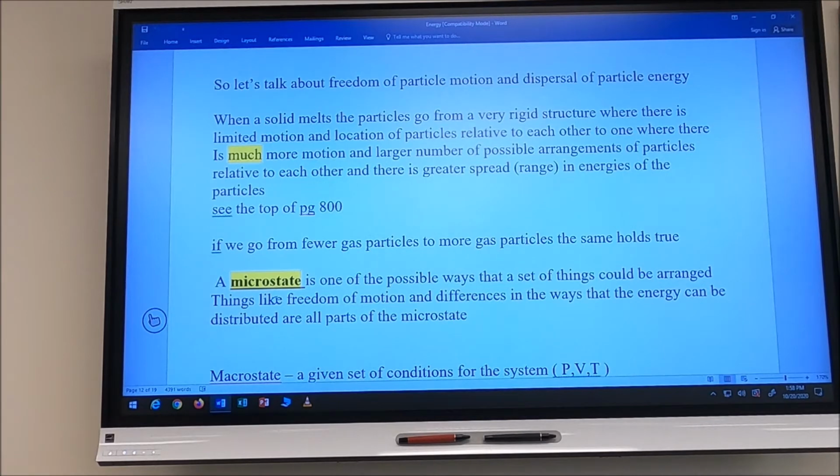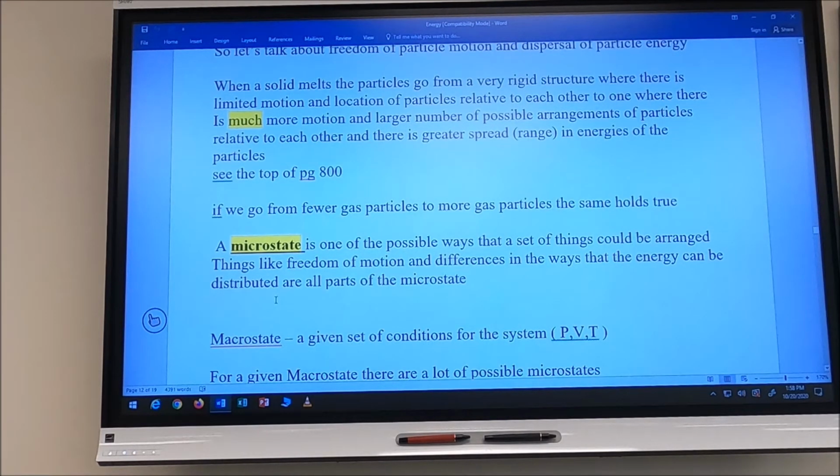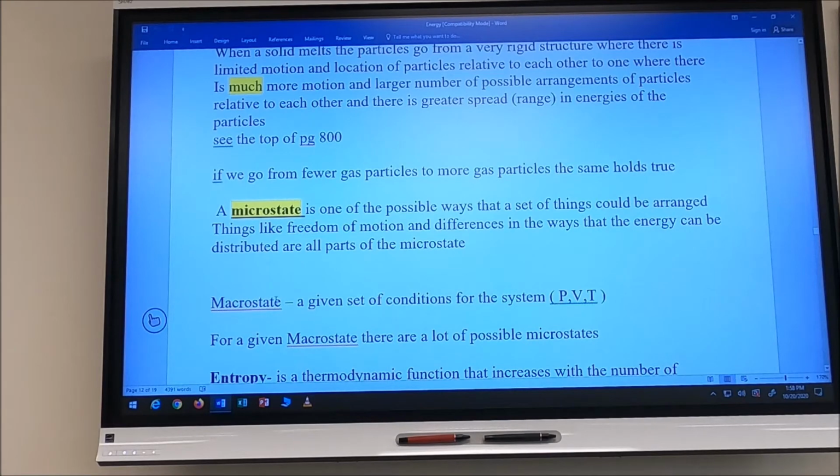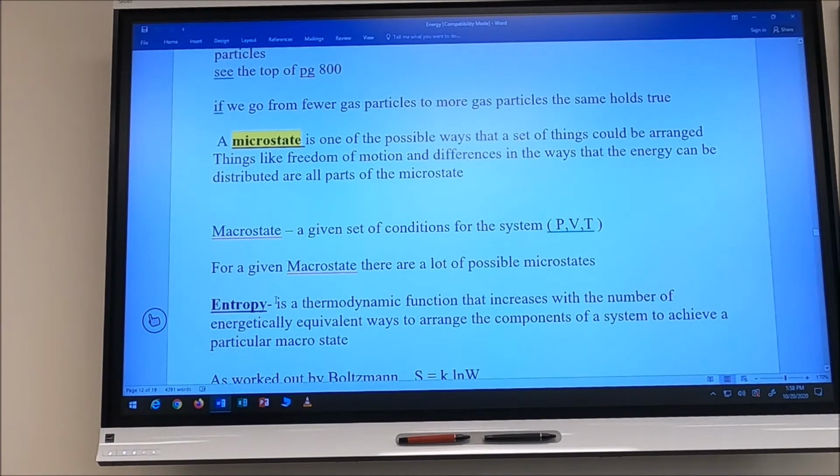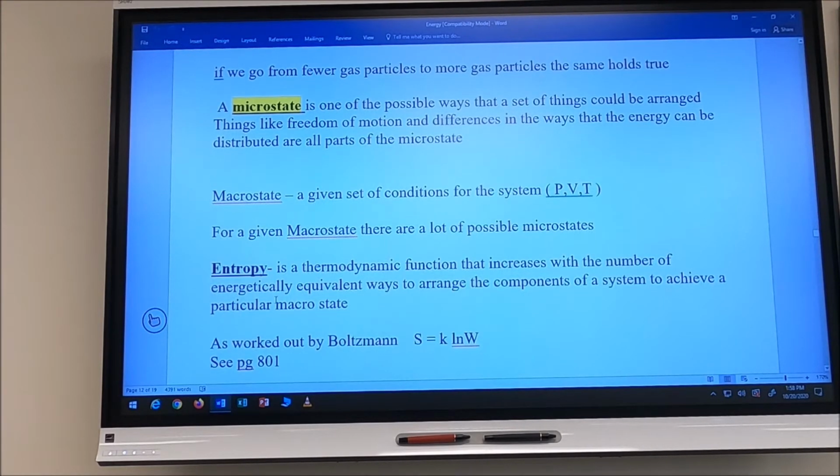So, a macrostate is a given set of conditions: pressure, volume, temperature, number of moles of particles. A macrostate is made up of a lot of possible microstates. Okay? Entropy is a thermodynamic function that increases with the number of energetically equivalent ways to arrange the components in the system to achieve a particular macrostate.